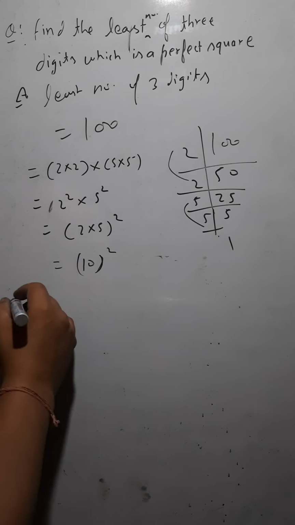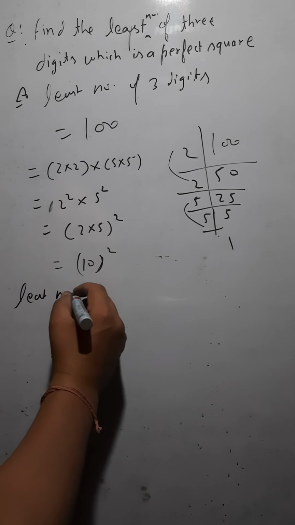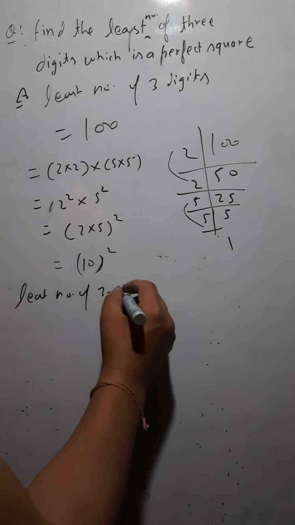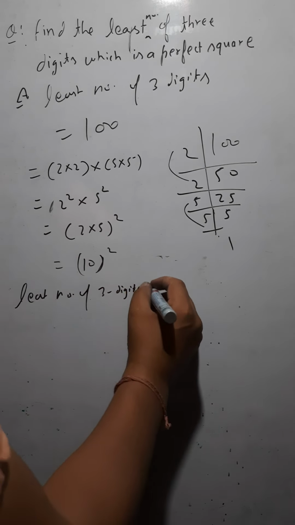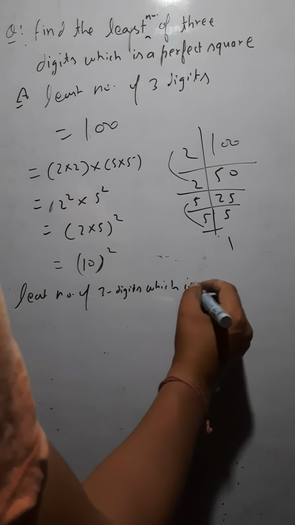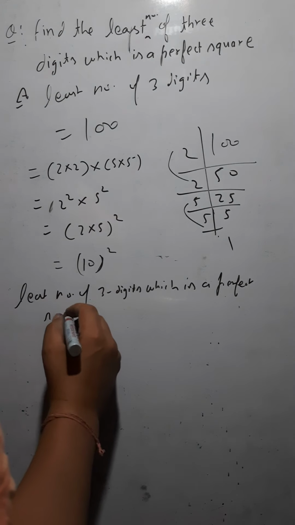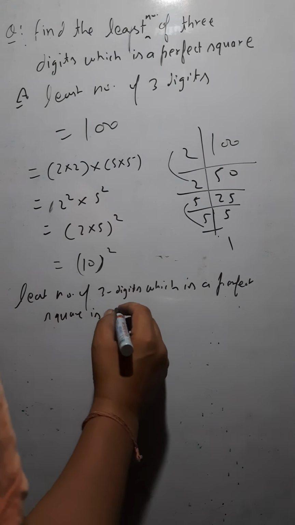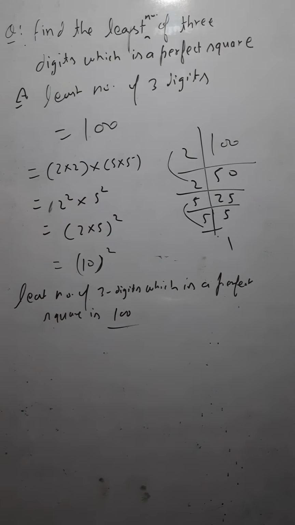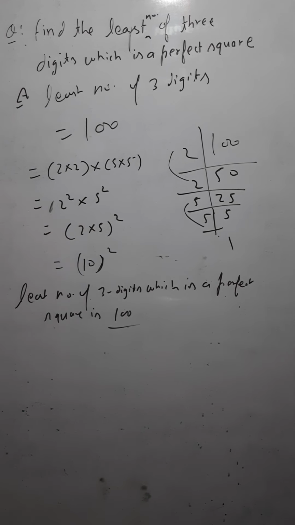So the least number of 3 digits which is a perfect square is 100. 100 is the least 3-digit number which is a perfect square. Are you getting this? Note it down.